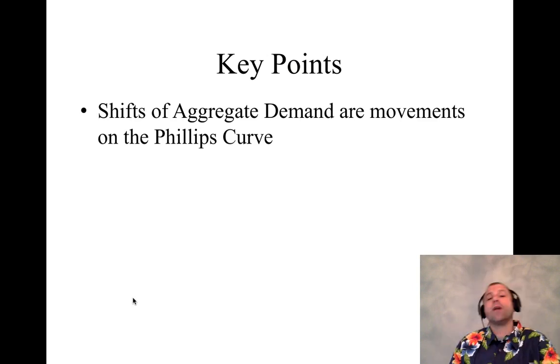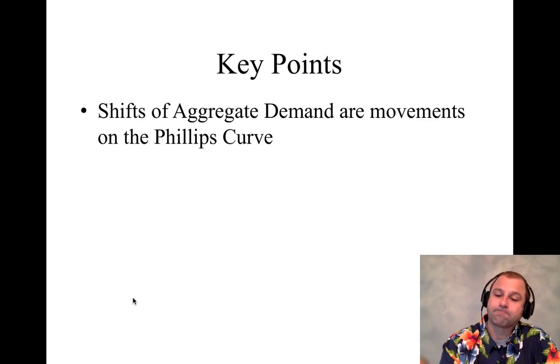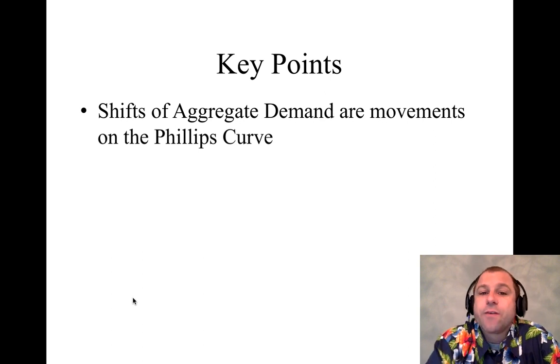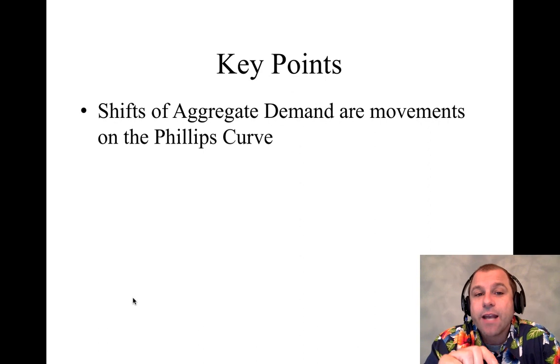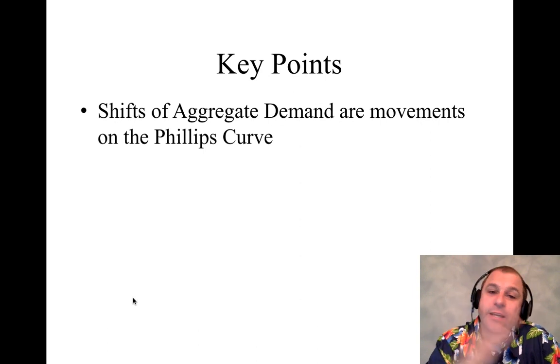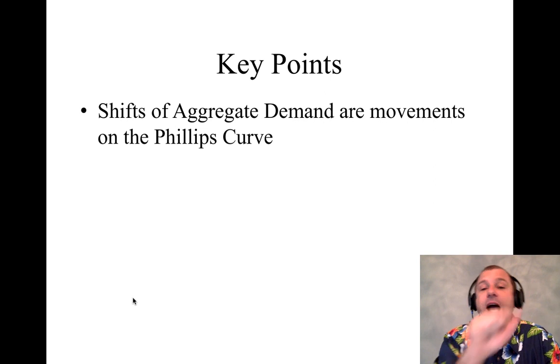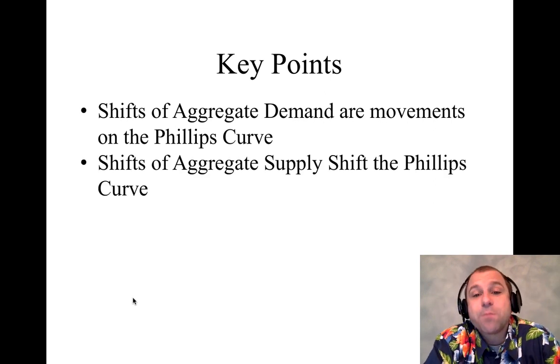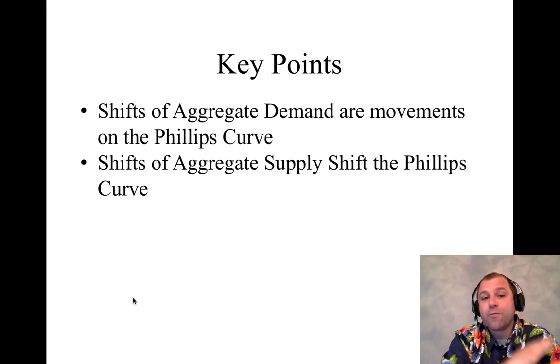That point is important. I want you to remember these three things, and I'm going to come back to this slide later. Just remember, number one, that shifts of aggregate demand are movements on the Phillips curve. Once again, when you shift the aggregate demand line left or right, you're going to be sliding on the Phillips curve up or down. When we shift aggregate supply, we're going to shift the whole Phillips curve.